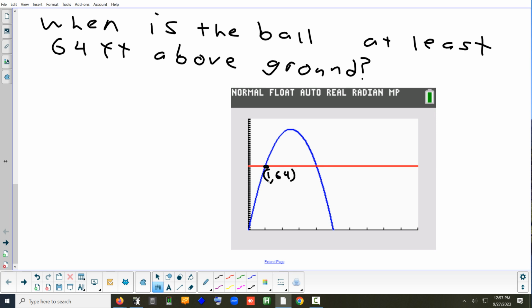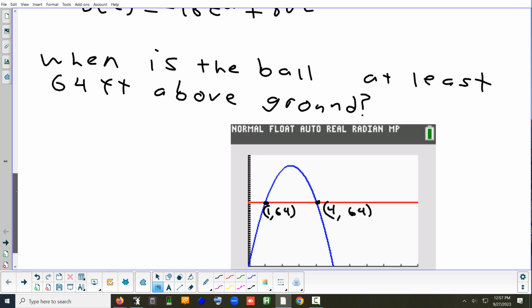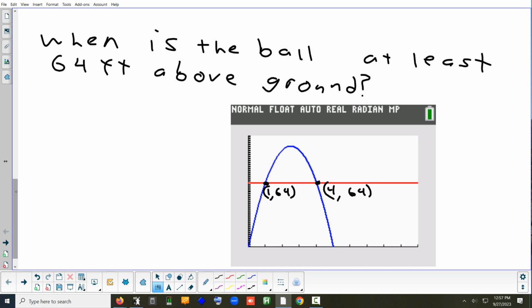So there's your first one, 164. And the second one is 464. So now, are we interested in the part of the parabola that's above the line, or the 2 parts that are below? Above.